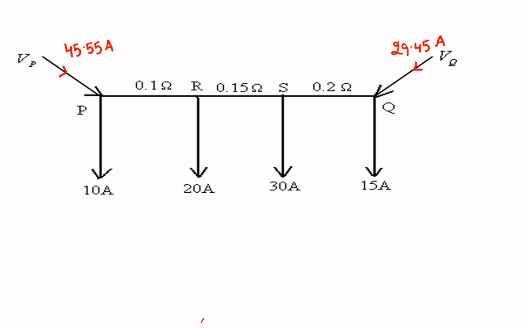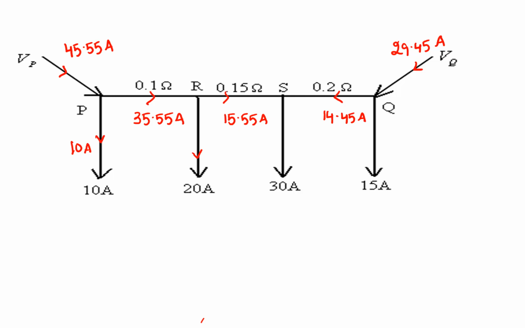Out of this 45.55, 10 ampere is flowing here. So what is the current flowing through the branch PR? 35.55 ampere. And again out of this 20 ampere is getting dropped here. So what is the current flowing through the RS branch? 15.55 ampere. Now coming to this one, out of 29.45, 15 ampere is flowing through the load at Q. The remaining current is how much? 14.45 ampere is the remaining current that is flowing from Q to S.